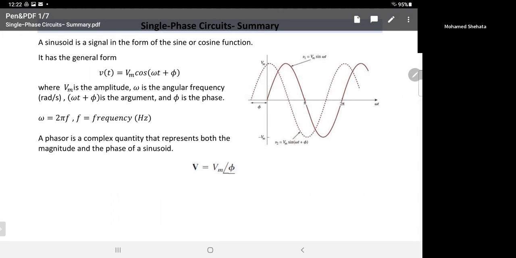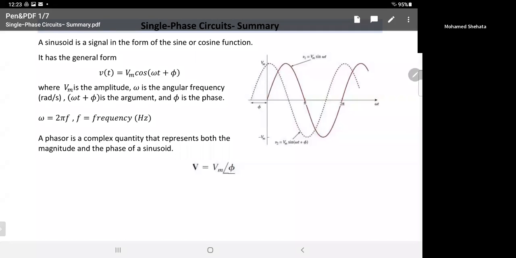Okay? We don't use the maximum value for the current. Put this in your mind. We use the root mean square. So if you have any appliance in the house, any appliance, food processor, blender, iron, anything, the voltage written there is the root mean square. So when we say 120 volts, it does not mean the maximum. It does not mean it varies between 120 and negative 120. No, that's the root mean square.